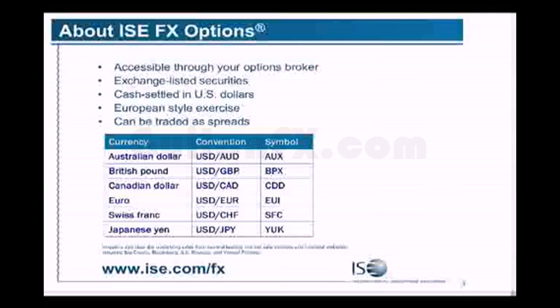And they can be traded as spreads. So if you have some sort of strategy that you want to implement, such as a vertical spread or a calendar spread, you can do that. And the symbols are right there. The U.S. dollar, Australian dollar, probably the most volatile recently, AUX, followed by the British pound, BPX, the Canadian dollar, CDD, Euro, EUI, Swiss franc, SFC, and the Japanese yen, YUK.